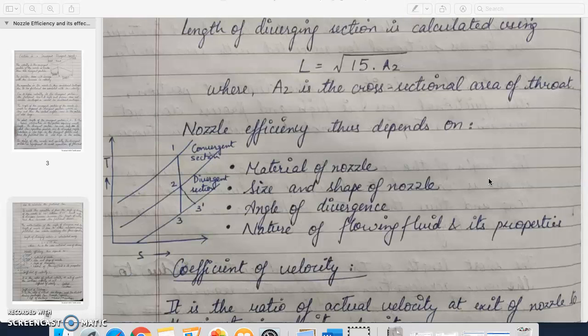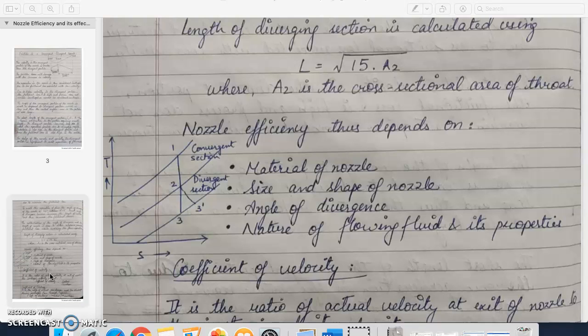So, to sum up the different factors on which the nozzle efficiency depends: the material of the nozzle, which will change the friction, as the surface of the nozzle depends on the type of material, and the friction is based on the contact between the walls of the nozzle and the fluid. So obviously the friction will be affected, and hence the nozzle efficiency. Now, size and shape of the nozzle will affect the friction only, and thus the nozzle efficiency. Angle of divergence we have already discussed. The nature of the flowing fluid will also affect the efficiency, as different fluids will have different friction along the walls of the nozzle.